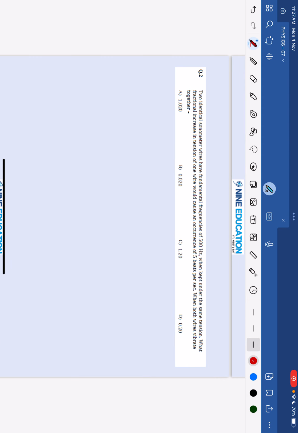Here we are able to see two identical sonometer wires have fundamental frequencies of 500 hertz when kept under the same tension. What fractional increase in the tension of one wire would cause an occurrence of 5 beats per second? So basically there are two wires, correct? And these two wires are identical. Basically they have the same mu. So can we say that the fundamental frequency would be 1 by 2L root T by mu, correct?